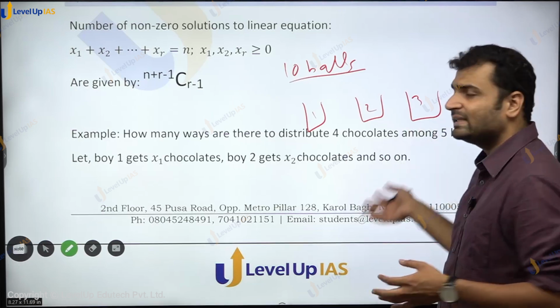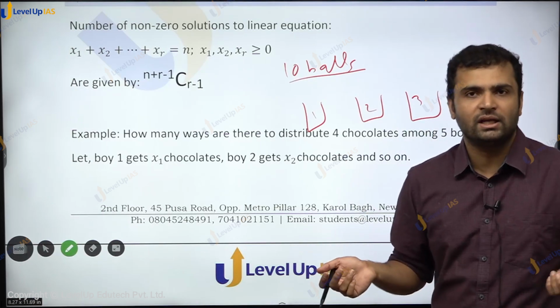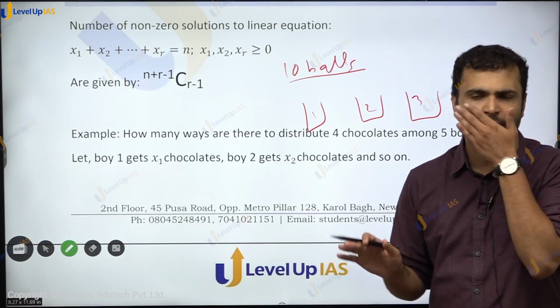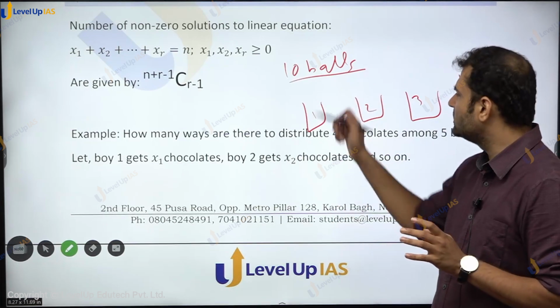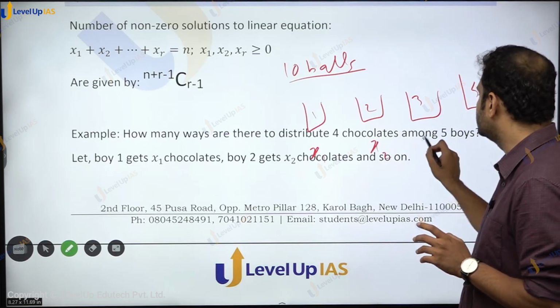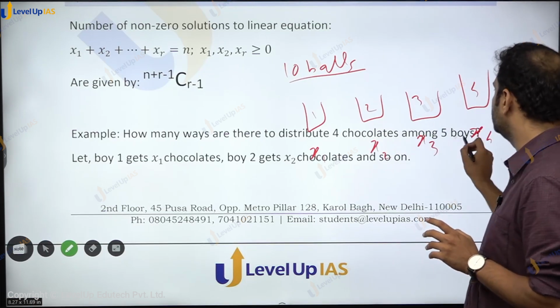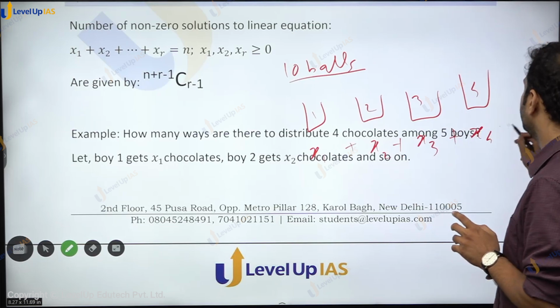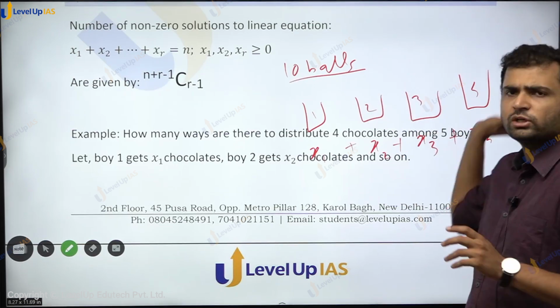There is no condition that every box must get one ball, or that a certain number must go in each. We just want to put the balls. Let us assume x1 balls in this box, x2 balls in this, x3 balls in this, and x4 balls in this. We add all of them. We should get a total of 10 balls. We are distributing 10 balls.